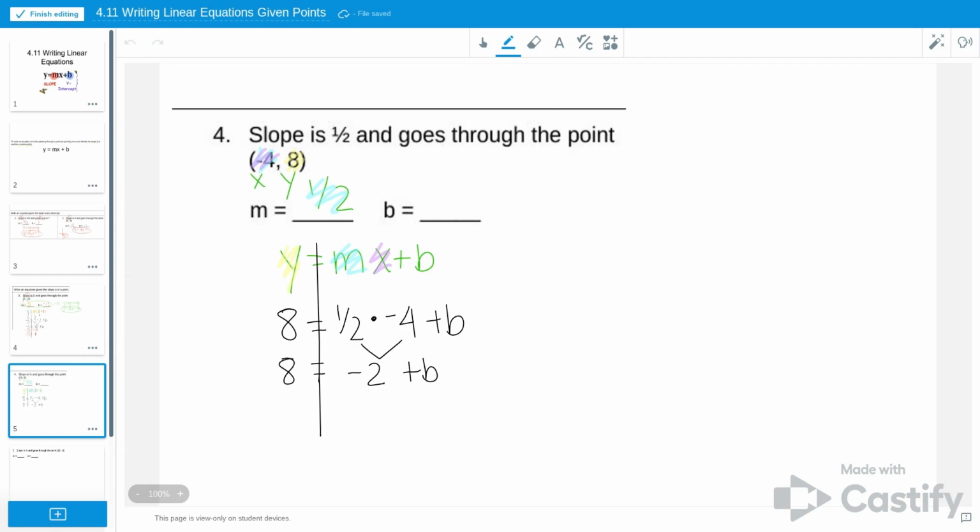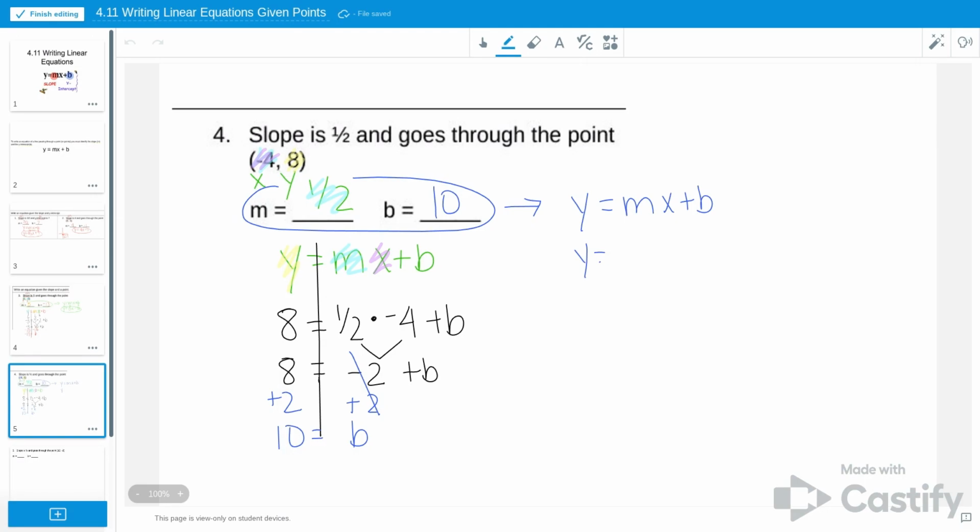And then solve for b. So get b by itself. It's a one-step equation. So the opposite of a -2 is a +2. So my b equals 10. So once I have those two things, I can write my equation, plugging in what I know for m and b. So it would be y equals my m, which is 1/2 x, plus my b, which is 10.